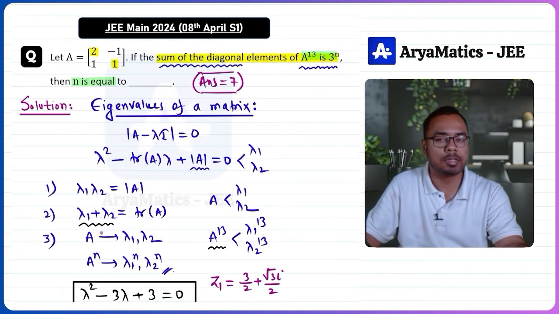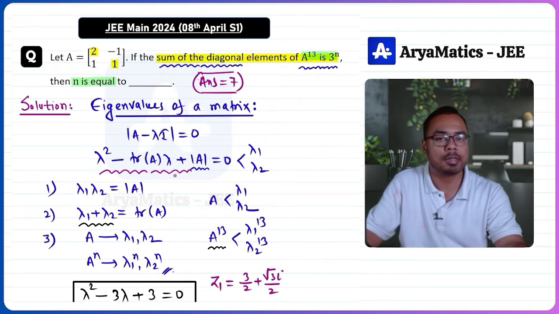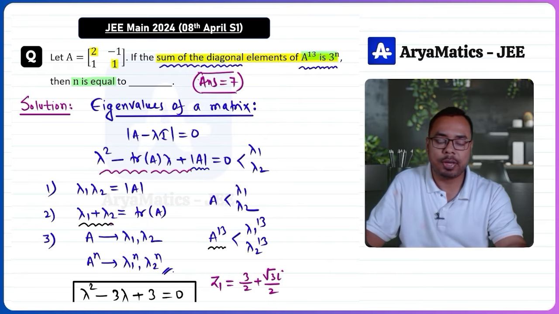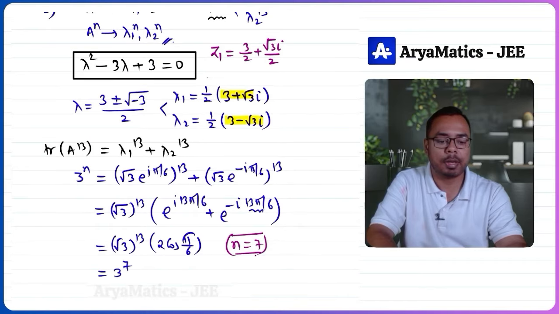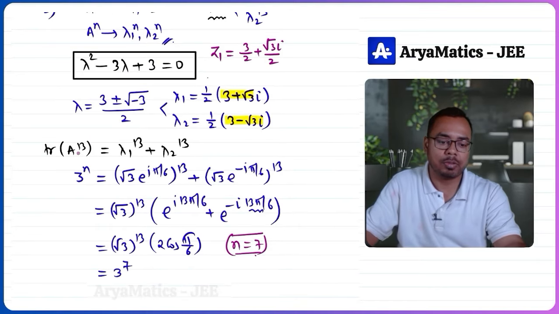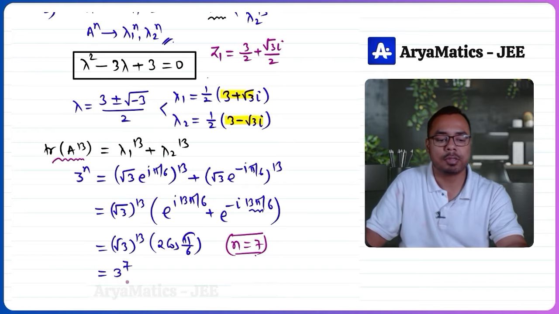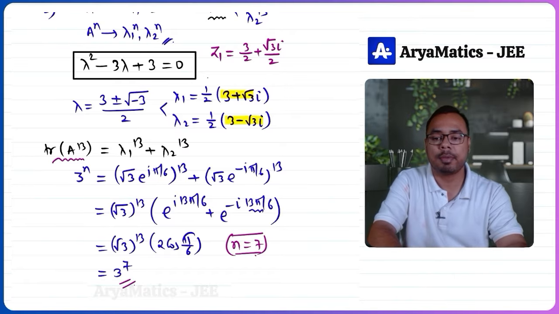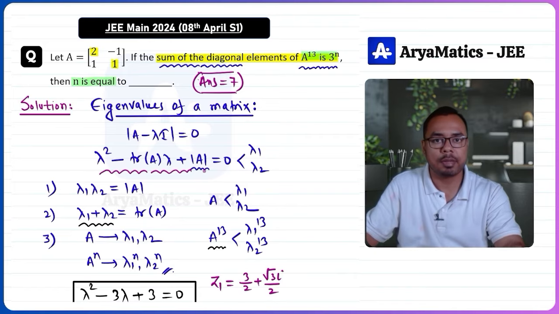So for that, just remember these three properties. First of all, eigenvalues are roots of the characteristic equation. For a 2 cross 2 matrix, this is the standard formula to write the characteristic equation. Sum of eigenvalues is the trace, product of eigenvalues is the determinant, and for A raised to n, the eigenvalues are lambda 1 raised to n, lambda 2 raised to n. So first we calculated the eigenvalues of matrix A, then from there we got the eigenvalues of A raised to 13, and then the trace of this A raised to 13 is nothing but the sum of the eigenvalues. Ultimately this trace was 3 raised to 7, so therefore the value of n will be 7, and that is the correct answer for this problem.